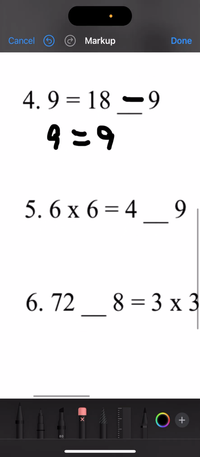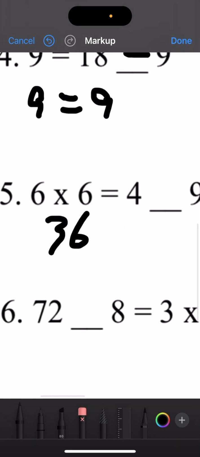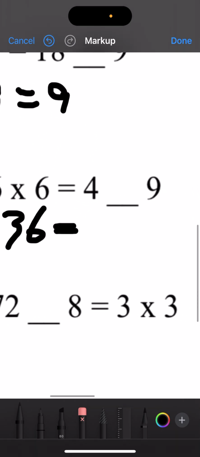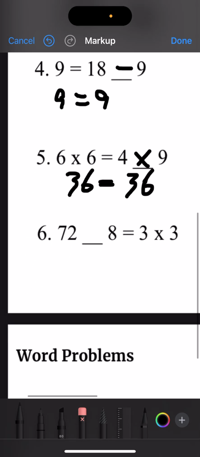And 6 times 6, we'll do that one first. 36 is equal to 4 blank 9. We could do plus, but we get 13. That is still short. We know that it's not going to be minus or subtract because it has to be greater. So we'll try multiplication. And yes, it works.